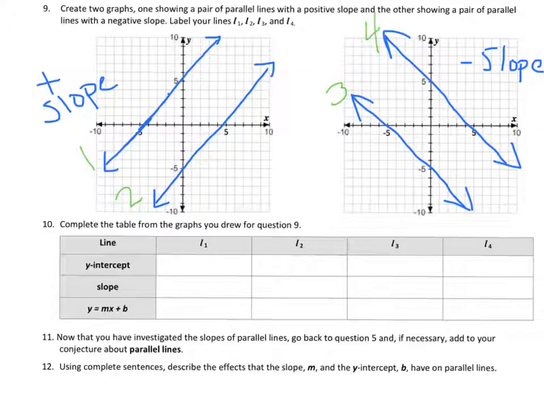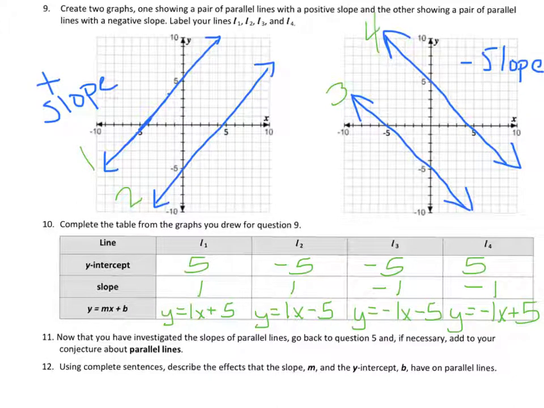Question 9 is filled in for you with 4 lines, 2 with a positive slope, 2 with a negative slope. Please pause the video and complete the table for number 10, identifying the y-intercept, slope, and then putting those 2 pieces of information together into the function rule in the form y equals mx plus b. m will be the slope, b is the y-intercept. Now that you have investigated the slopes of parallel lines, go back to question number 5 and fill in your current understanding of the definition for parallel lines, including all of the details for the slope and the intercepts that you have figured out today.